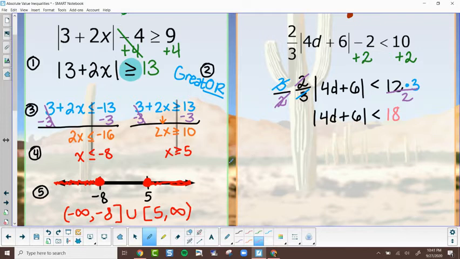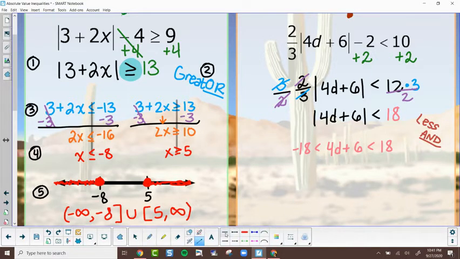All right, now I need to decide greater or less than. Ooh, this is a less than situation. So what that means is I'm going to do the first piece. I got 4D plus 6 is going to be numbers less than 18. So things like 17, things like 16, 15, 10. And it has to be greater than negative 18. So things like negative 17, negative 10, because all of those would work.